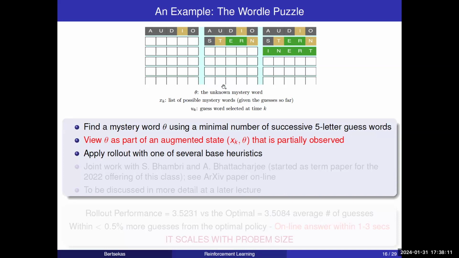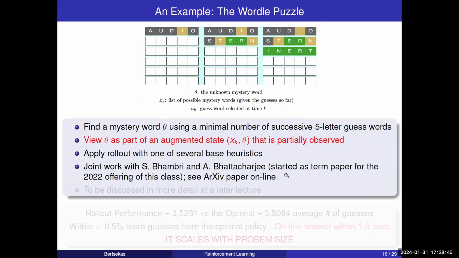Given any one of those heuristics, you can roll it out and look into the future on how it's going to do by using these heuristic actions. And that improves on the performance of the heuristic. Remember, rollout, if you want to, one way to describe it is a method for improving the performance of any suboptimal policy, including the performance of any heuristic.